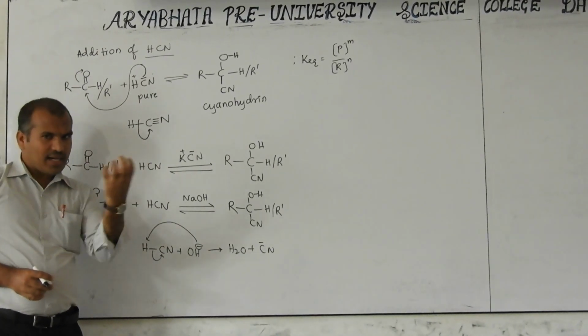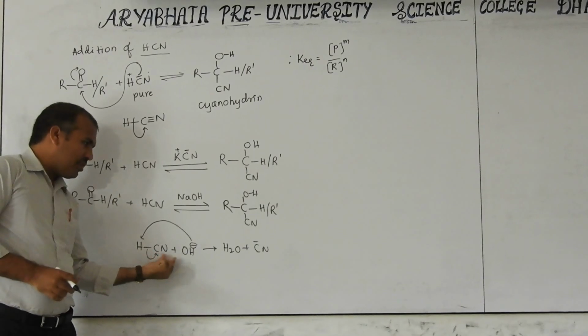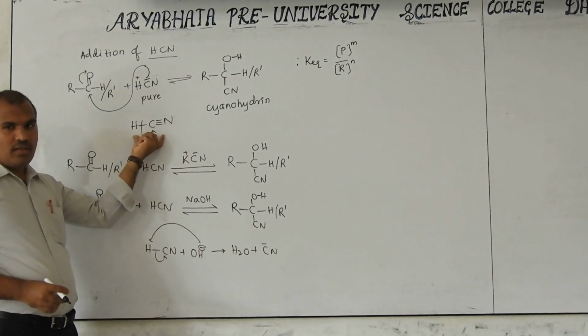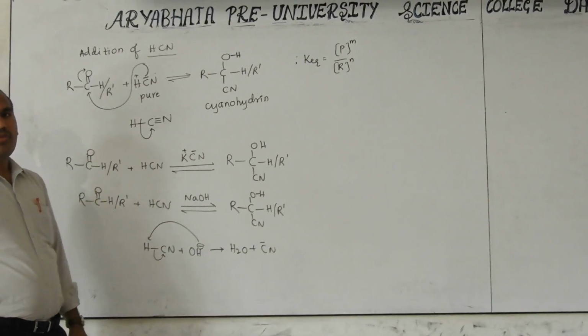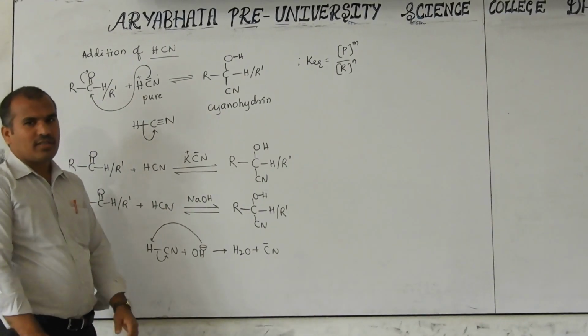A base is something which abstracts the proton. It abstracted the proton and forms which one? Cl minus. Now Cl minus is readily available compared with here. Here breaking is difficult. Acid-base reactions are very fast. You know that from first year. Keep in mind once again, acid-base reactions are very fast.